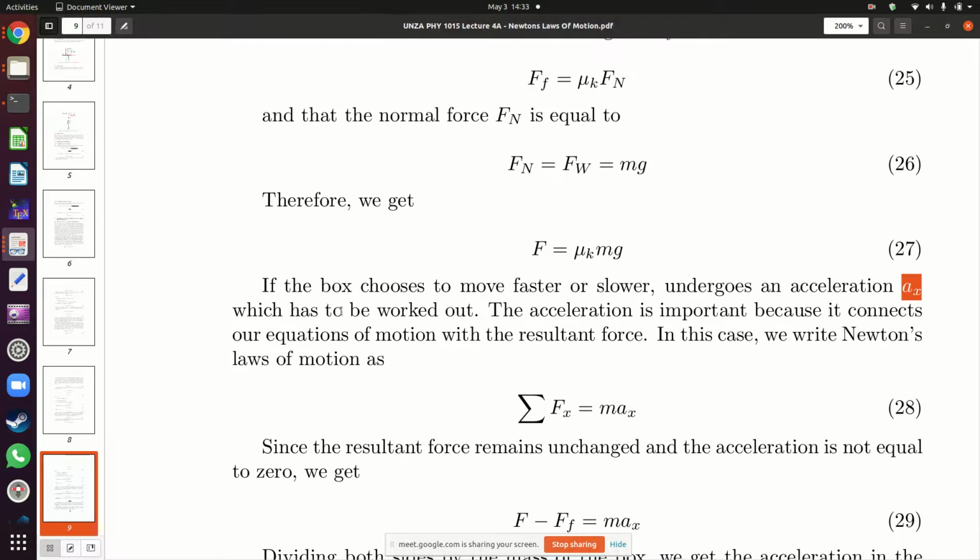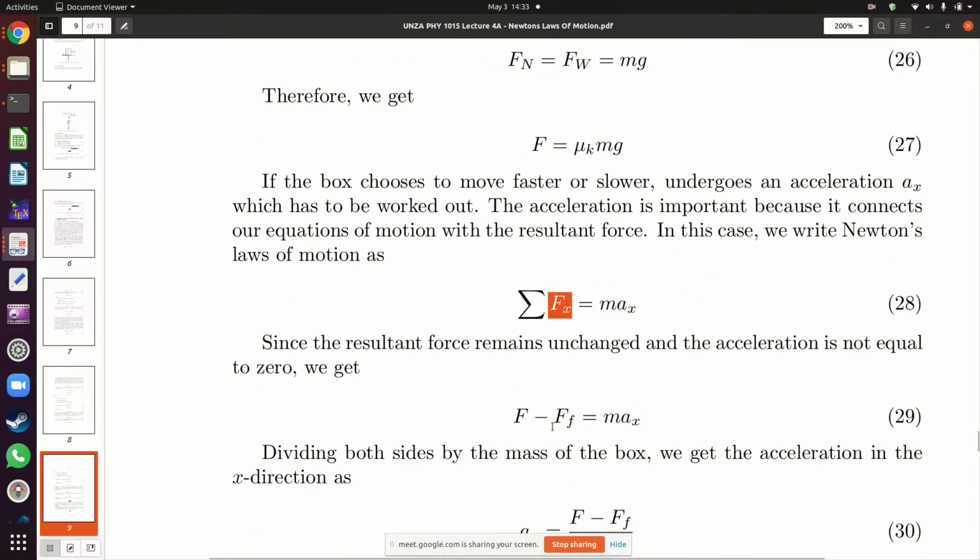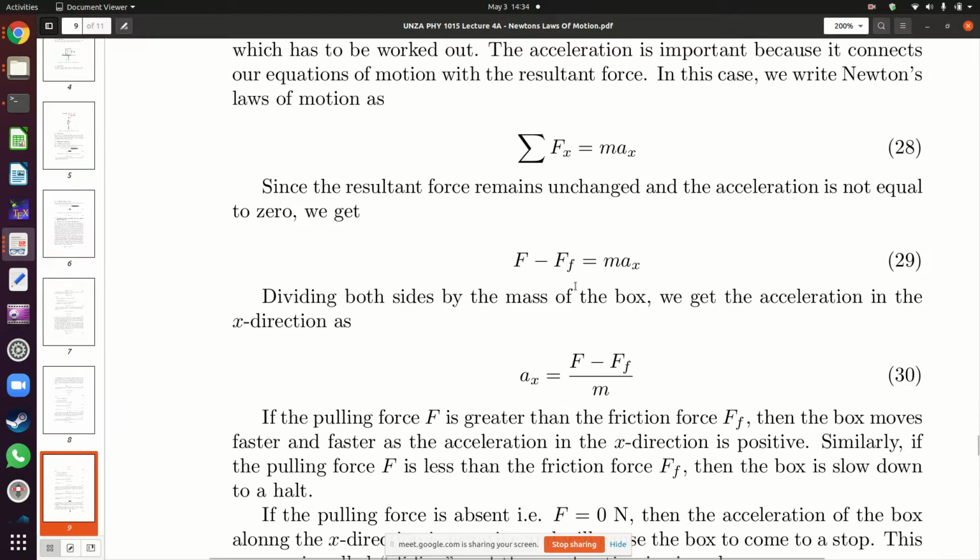In our case, we can find this acceleration by applying Newton's second law of motion along the x direction. The reason is that we already have a resultant force. The resultant force along the x direction is the pull force minus the friction force. So this we already have. If we want to find the acceleration, the only thing we need to do is make the acceleration the subject of the formula by dividing both sides by the mass. And that's exactly what we do.